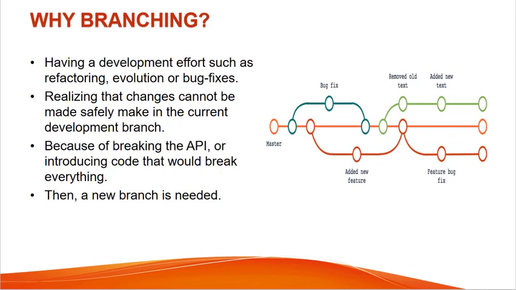So why do we need branching? For example, we might need to refactor the code, or we might need to add some new features to the existing application, or we might need to fix some bugs in the app. In this case, if the changes that we are going to do are not safe enough, and if they interfere with the main line or the master branch, in this case, we need to have a new branch.